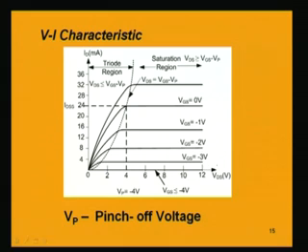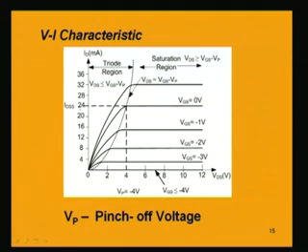Now, when we have VGS equal to 0, then we get this curve. So, this is the maximum current, that is the saturating current when VGS is equal to 0, and that is known as the IDSS current. This is the drain to source current when VGS is equal to 0.